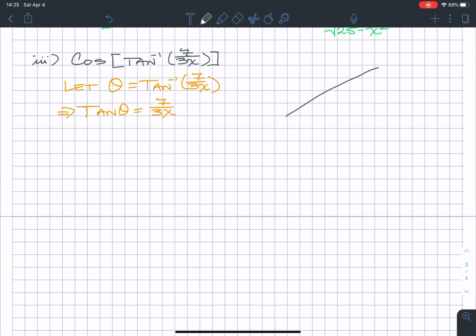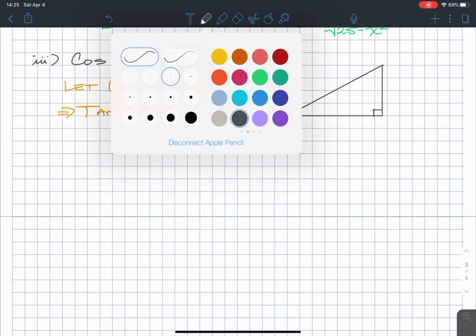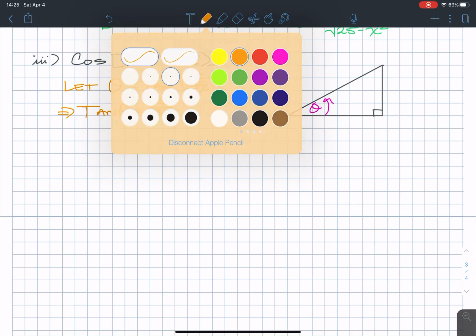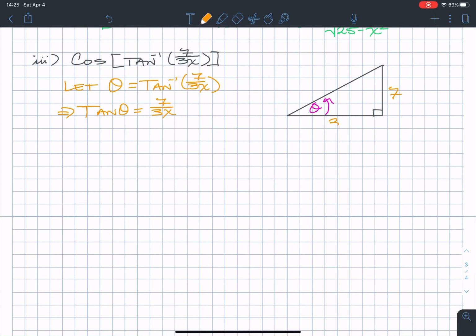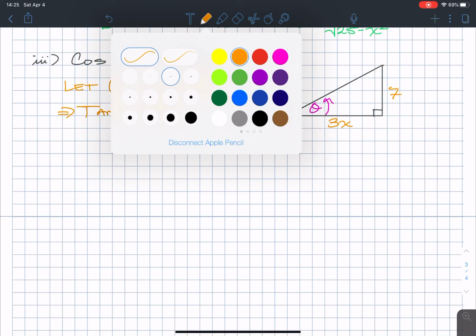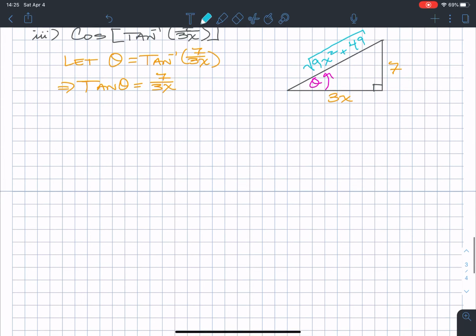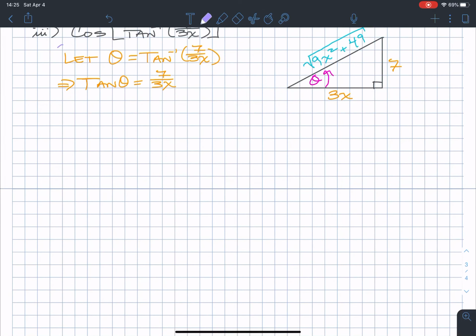So right triangle. It's not really a straight line. Let's see. There we go, much better. Okay, so we have our angle theta, and I know that tangent is opposite 7 over adjacent 3x. So I claim that the hypotenuse is going to be the square root of 9x squared plus 49, using the Pythagorean theorem.